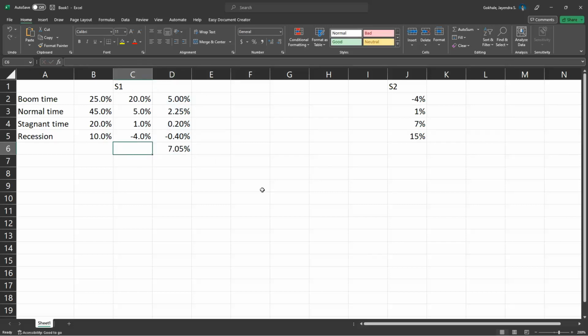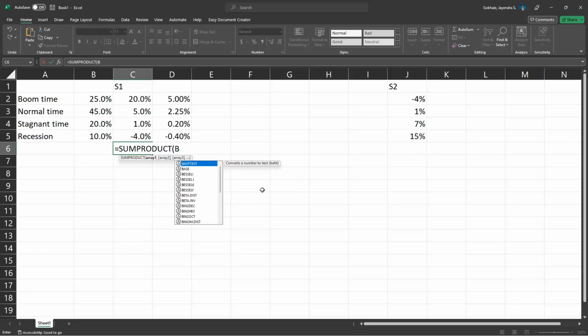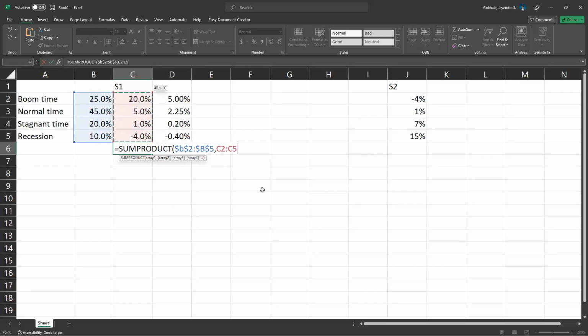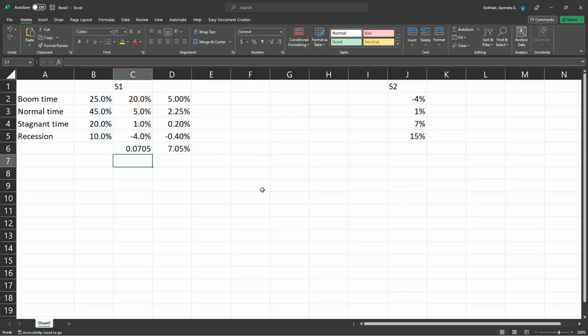But wait, there's a formula in Excel which can do the same thing for us. It's called SUMPRODUCT. So it just says SUMPRODUCT, B2. So here we'll say $B$2 colon $B$5 comma. So we select one array and then we select the other array and just take the product. Same thing.